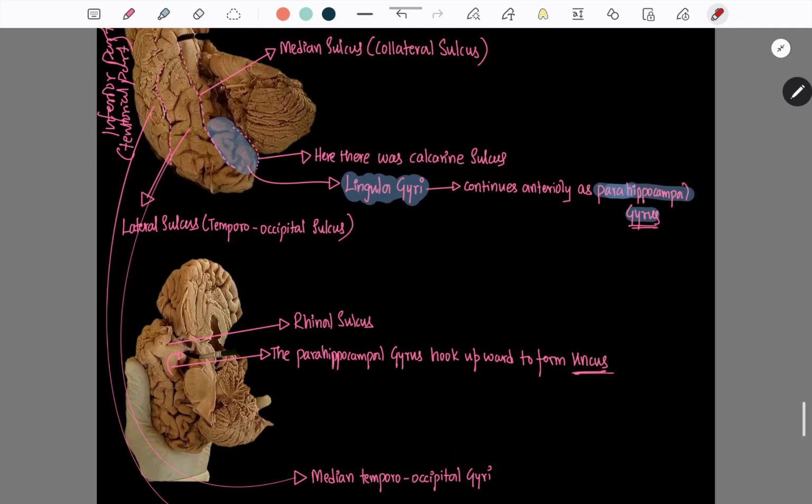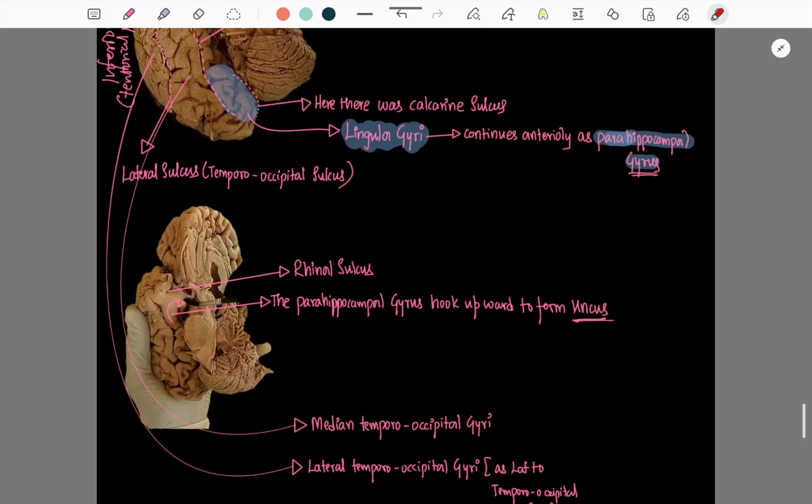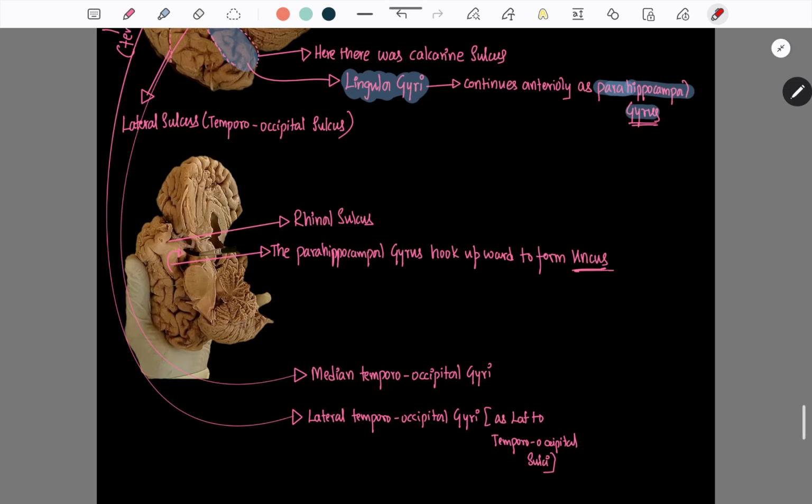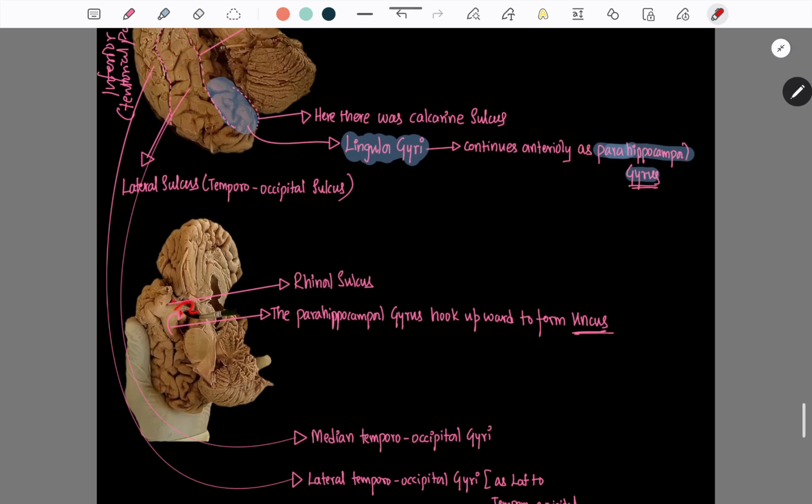Now what I said, the lingual gyrus continues anteriorly as the parahippocampal gyrus. This is the parahippocampal gyrus. The parahippocampal gyrus hooks upward to form the uncus. This is the uncus. Okay, so above the uncus there is a sulcus, this gap, called the rhinal sulcus.